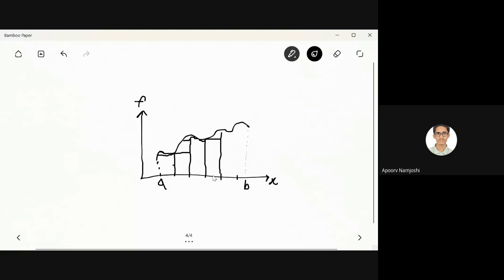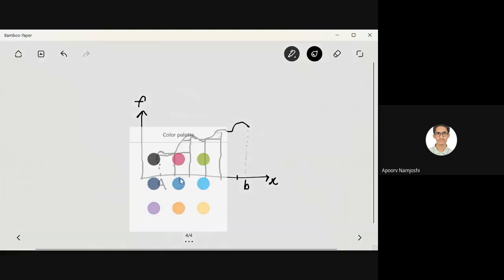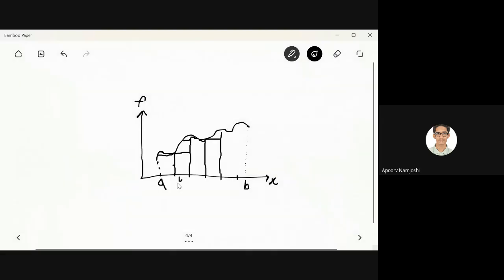Now you will first calculate the lower sum. All of these rectangles have to be of the same size, so the width has to be a certain t. And then you will have the intervals a plus t, a plus 2t, and so forth. And then you will calculate the lower sum as well as the upper sum and find the value at which they converge. But when you use Monte Carlo methods, what you do is the following.